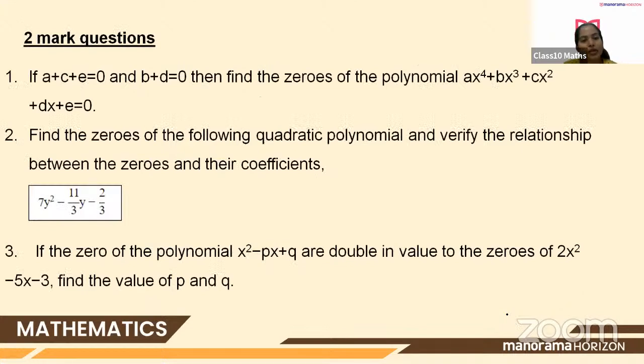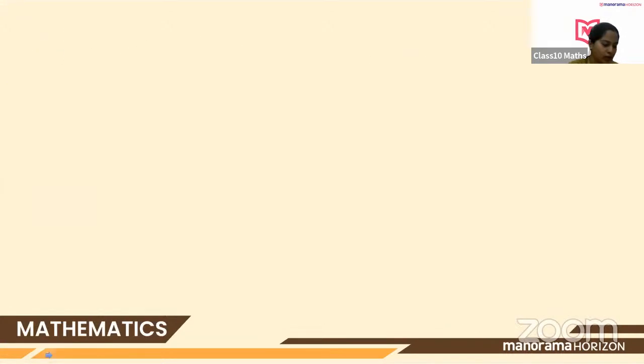Find the zeros of the following quadratic polynomial and verify the relationship between zeros and their coefficients. So first you should find the zeros of the quadratic polynomial, and then you have to verify the relation between zeros and the coefficients. Okay. So first we have to find the zeros of the polynomial.